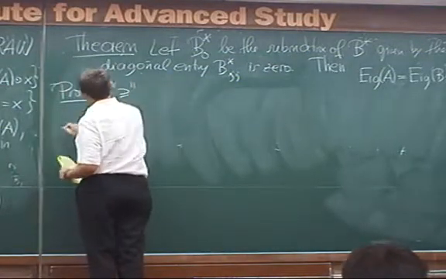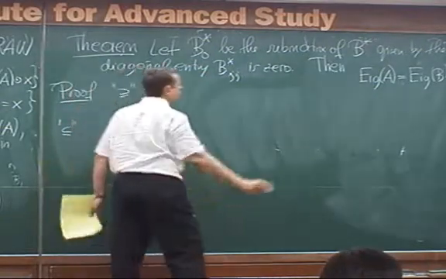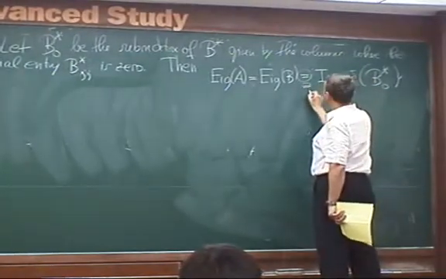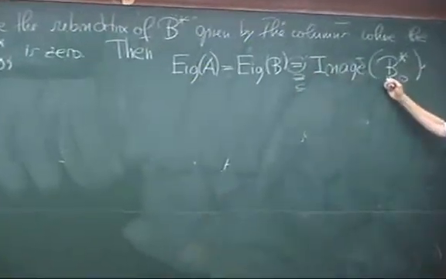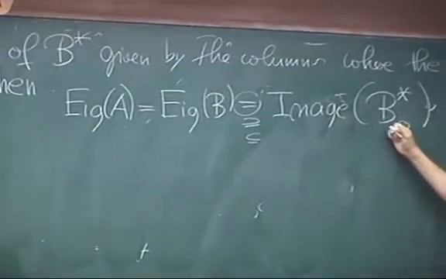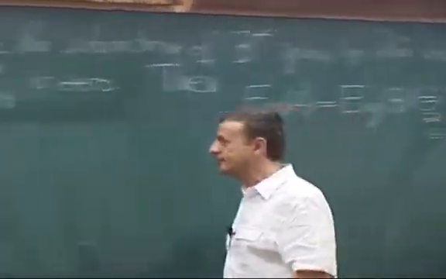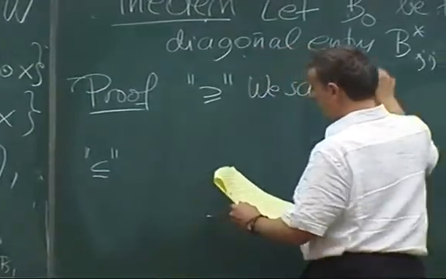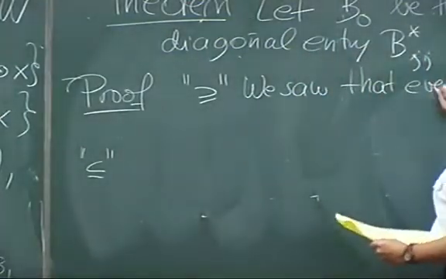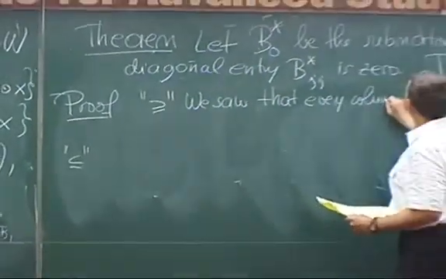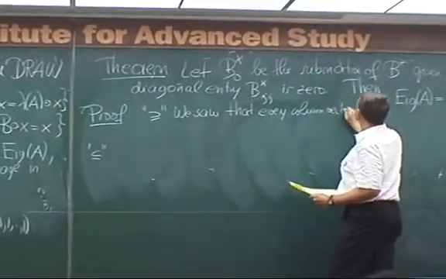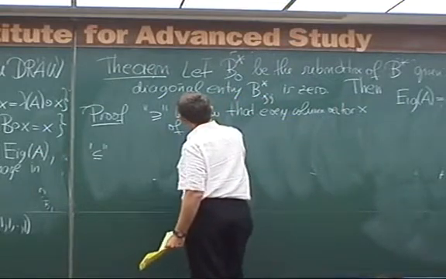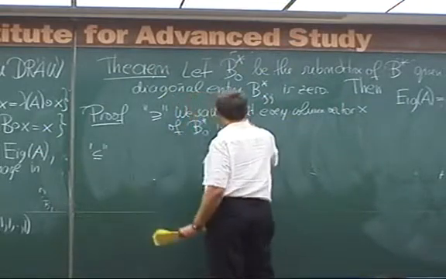So again, there are two parts. So this is what I have to show. And I'm going to show this inclusion and then this inclusion. First of all, I claim that every vector in this image is an eigenvector. That's the easy part. So the easy part is we saw already that every column vector x of B star 0 is an eigenvector.